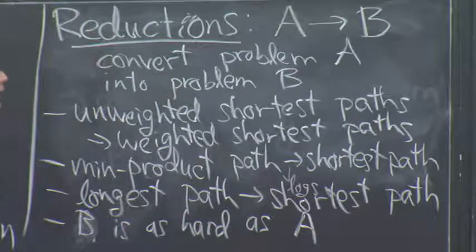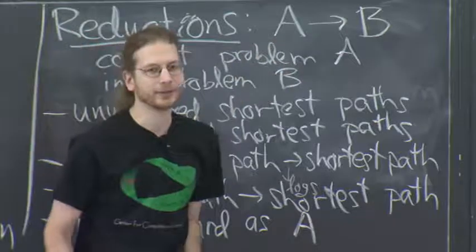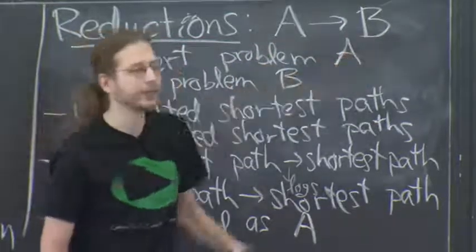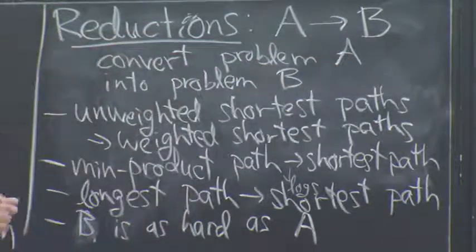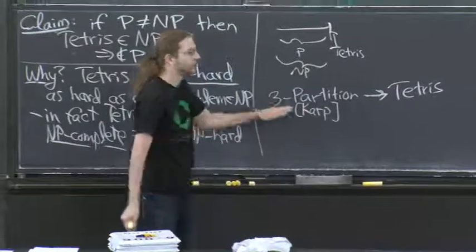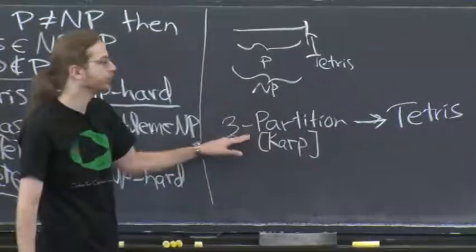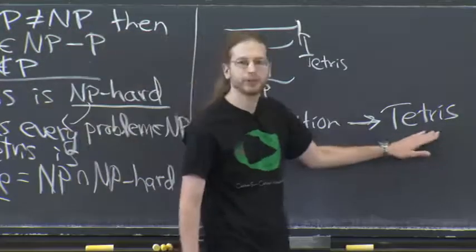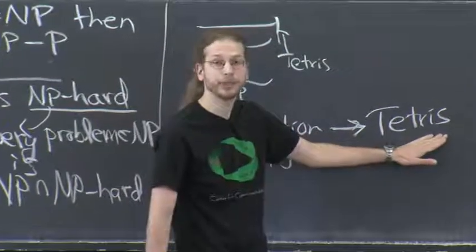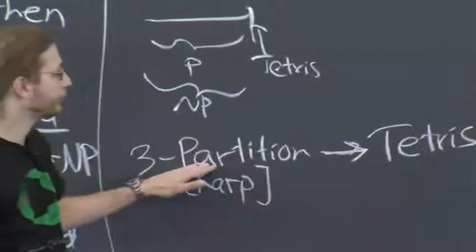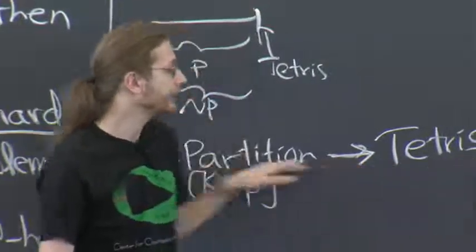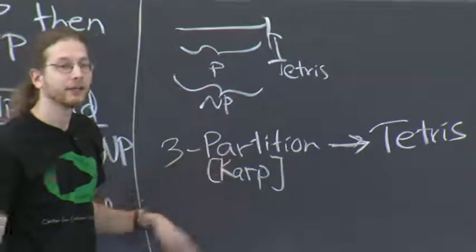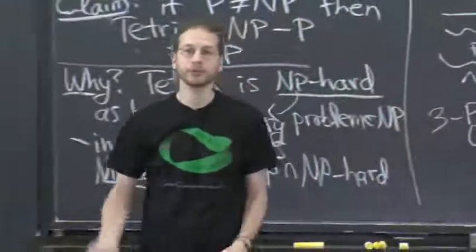Why is that? Because I can solve A by solving B. I just apply this reduction and then solve B. So if I had some good way to solve B, it would turn into a good way to solve A. Now, 3 partition, which is A here, we're pretty sure there's no good algorithm for solving this. Pretty sure it's not in P. And so Tetris better not be in P either, because if Tetris were in P, then we could just take our 3 partition, reduce it to Tetris, and then 3 partition would be in P. In fact, all of the NP-complete problems you can reduce to each other.